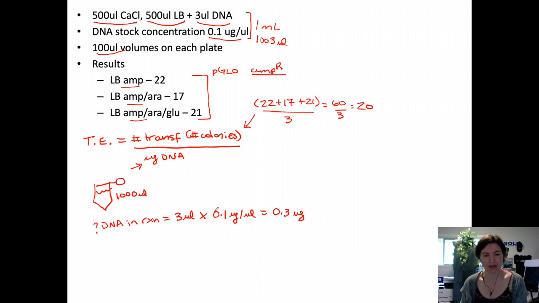micrograms. So again, think about what concentration means. Concentration means for every microliter, there's 0.1 micrograms. So for 3 microliters, there's 0.1 plus 0.1 plus 0.1, 0.3 micrograms. That's the amount of DNA in this whole tube. So in this whole tube, there's 0.3 micrograms total of DNA.